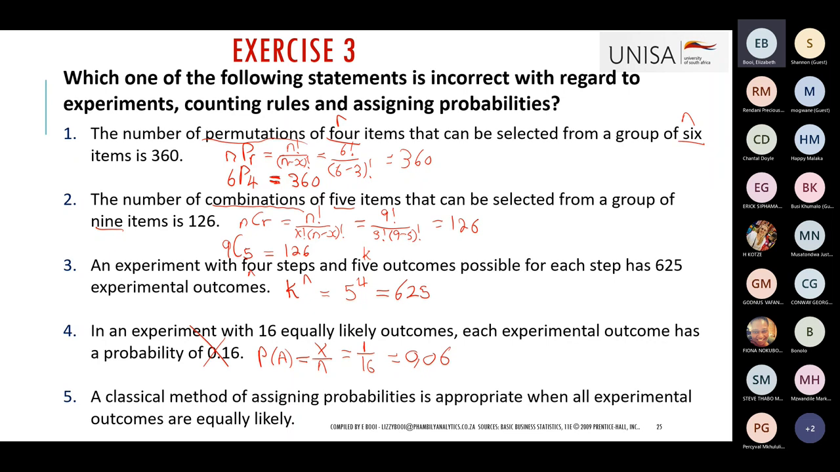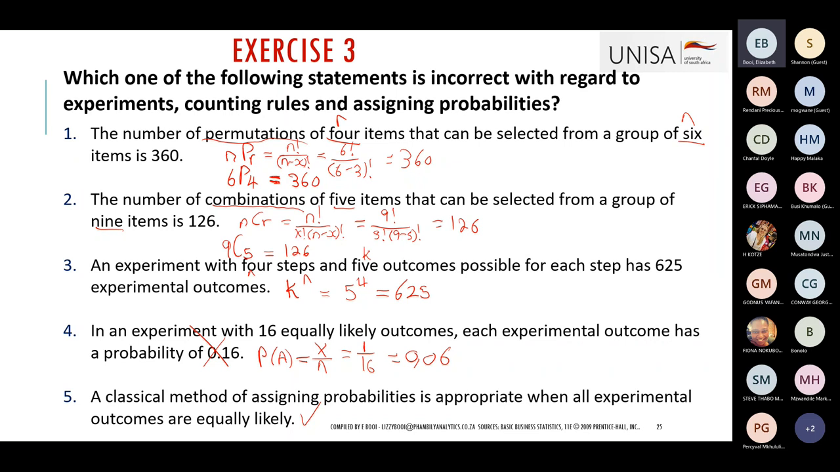A classical method of assigning probabilities is appropriate when all experimental outcomes are equally likely to happen. And this is just an explanation of an empirical probability or an empirical event. And that is correct. Because remember, if I have a sample space, all of them have to have a likelihood of being selected. Like if I toss a coin, it might land on a head or a tail, unless I'm tossing an unfair coin, which maybe is a square coin, I don't know. But if it's a fair coin, all outcomes have an equal chance of coming up when an event is created as well.